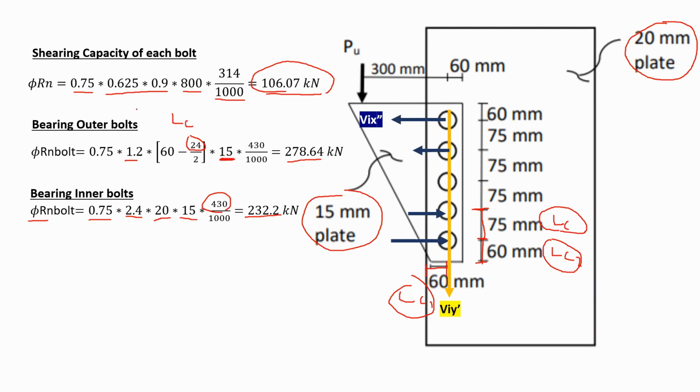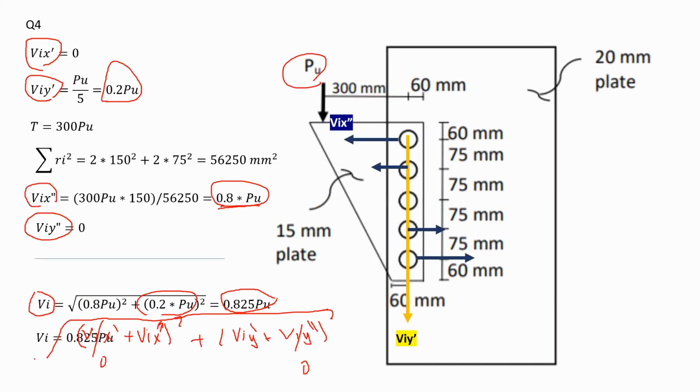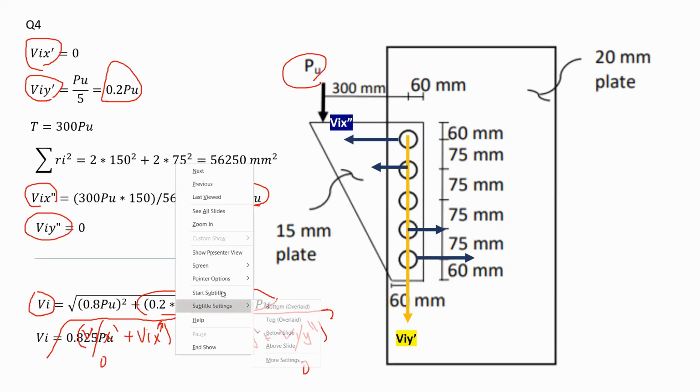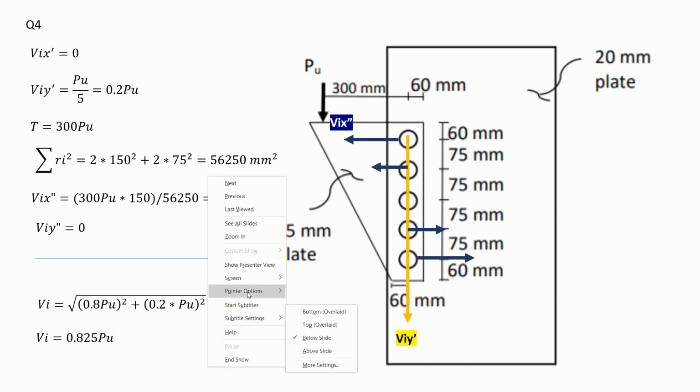Now, since I have the capacity of one bolt and I have the applied, or the maximum, shear force on a bolt, I have to satisfy this condition. This condition says that the capacity of the bolts should be bigger than VI. VI, we have calculated it in here. So that's my VI, 0.825. I want my capacity to be bigger than this value.